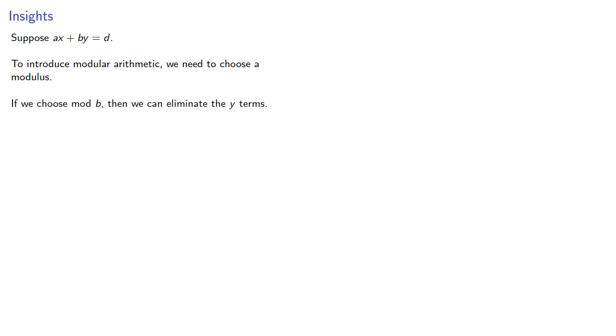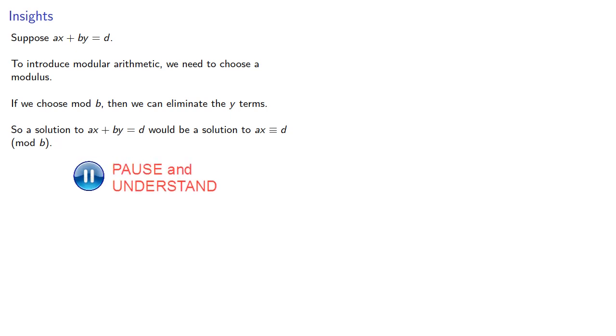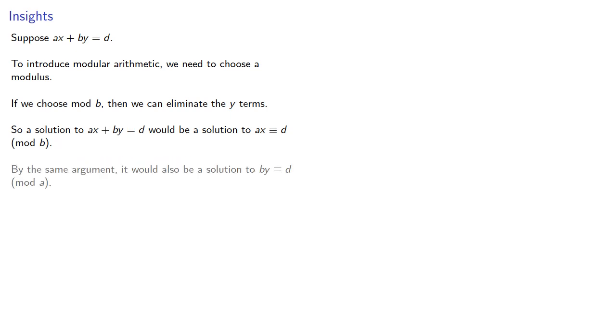So suppose ax plus by is d. To introduce modular arithmetic, we need to choose a modulus. If we choose mod b, we can eliminate the y terms. So a solution to ax plus by equals d would also be a solution to ax congruent to d mod b. By the same argument, it would also be a solution to by congruent to d mod a.